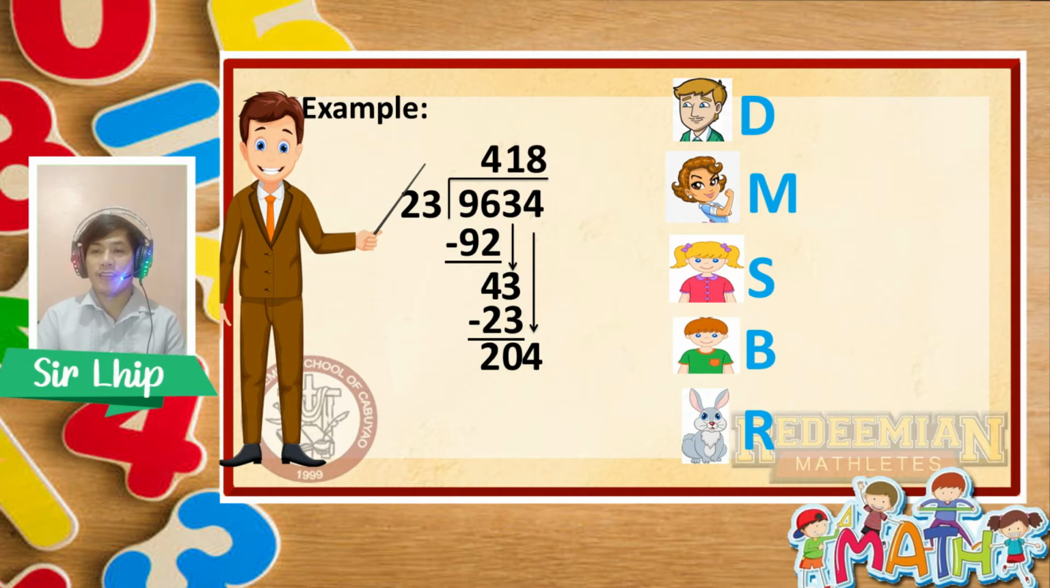8 times 23 equals 184. Then, subtract again. 204 minus 184, or 4 minus 4 equals 0. 0 minus 8 cannot be, so we need to borrow from 2. So, 0 becomes 10. Then, 2 becomes 1. Then, subtract. 10 minus 8 equals 2. So, remainder 20. Let us check if our answer is correct.